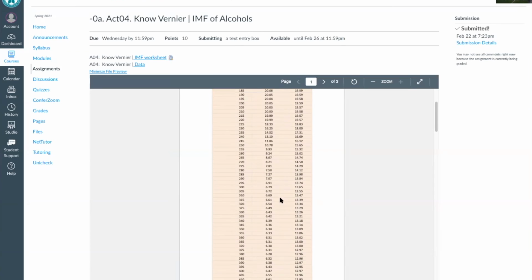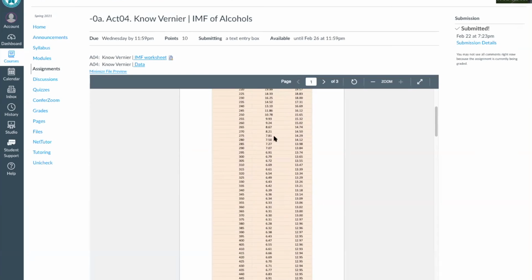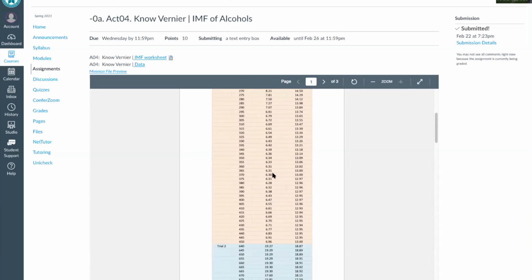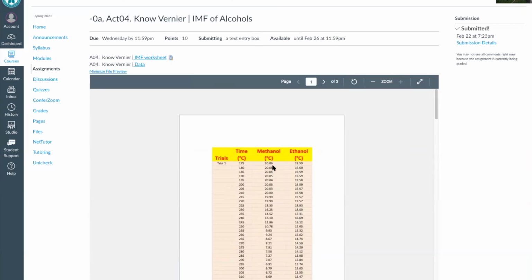And then you're watching the temperature drop. And here you can see it drops all the way to about 6.30, which is the lowest temperature that I can see. So that's your difference. That's your delta T right there. 6.30 all the way to 20.06.